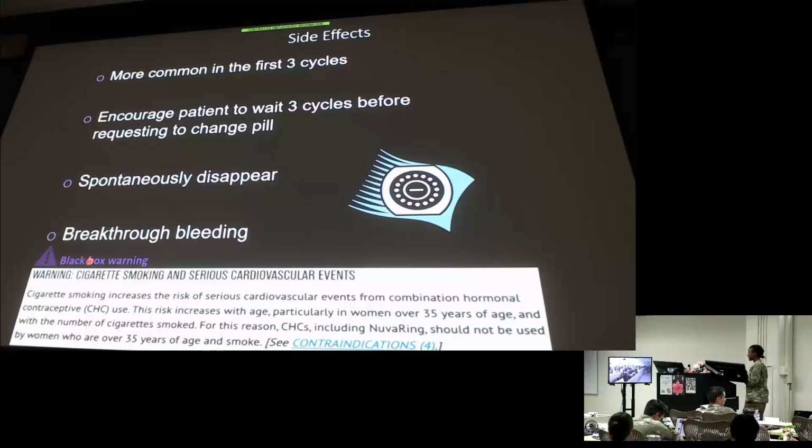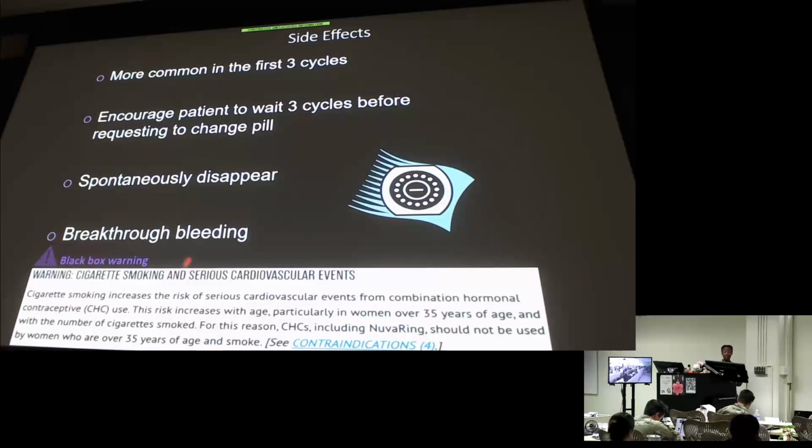And breakthrough bleeding is one of the biggest ones. Again, make sure that it's not attributed to the fact that they're not taking their pills, all right? Because that was me. You'd be like, oh, I'm bleeding again. And she's like, are you taking your pills? No. I take them every other day. She's like, well, that'll do it, all right?